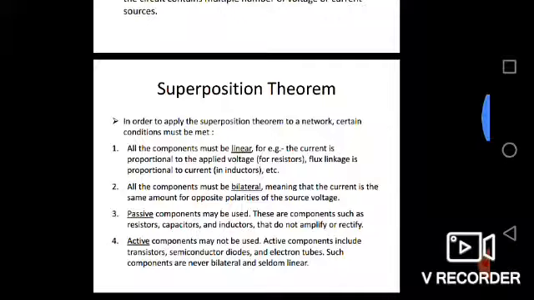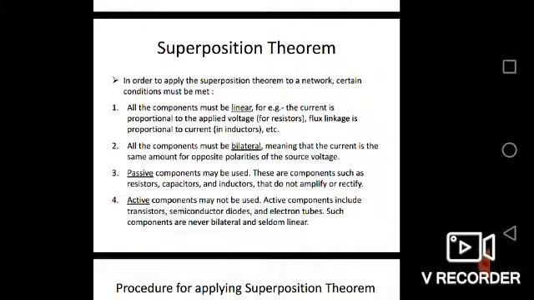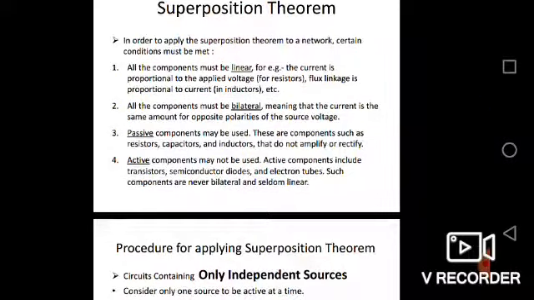The conditions for applying superposition theorem are: all the components must be linear. The meaning of linear is that the current is proportional to the applied voltage. This is for a resistor. For an inductor, the flux leakage is proportional to the current. The second condition is that all the components must be bilateral. The meaning of bilateral is that the amount of current is the same for opposite polarity of the source voltage.